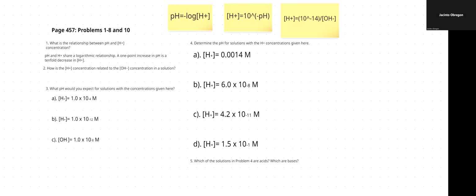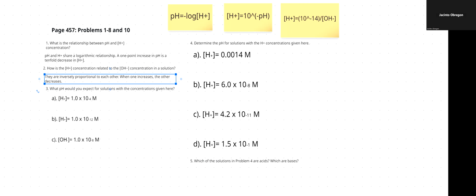Number 2, how is the H plus concentration related to the OH minus concentration in a solution? So now we're comparing the hydrogen cation concentration with the hydroxide anion concentration. Arrhenius tells us that acids dissolve into H plus and bases dissolve into OH minus. So they are inversely proportional to each other. That just means when one increases, the other decreases. Very simple. So now we get to the math.